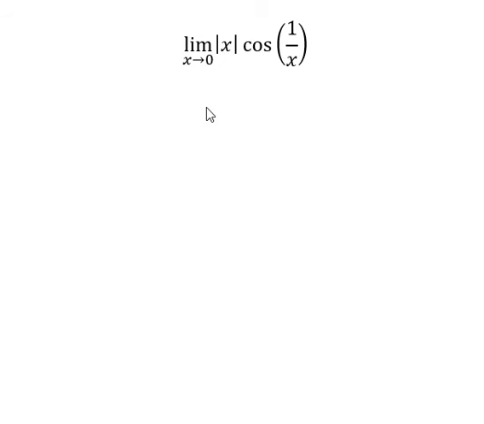So today I want to talk about calculus, the topic about limits. Now I want to show you how to answer this question. We can use the Squeeze Theorem.